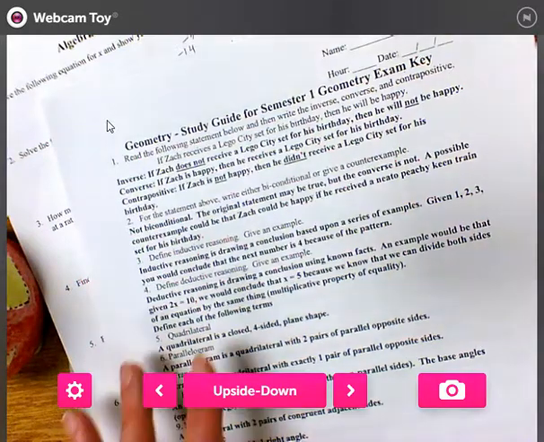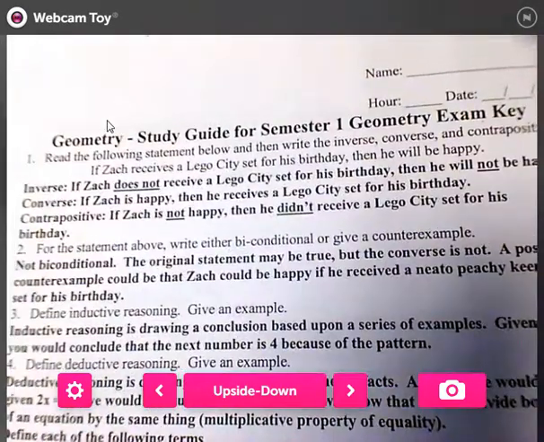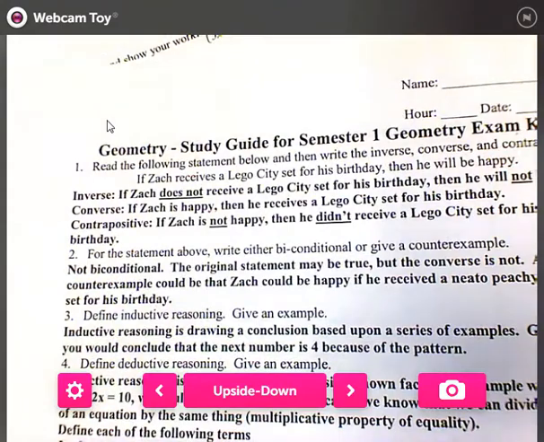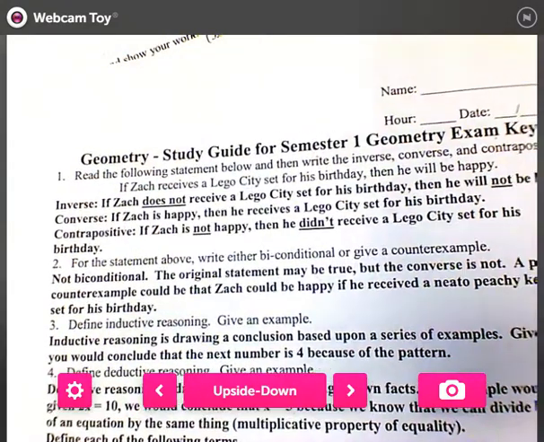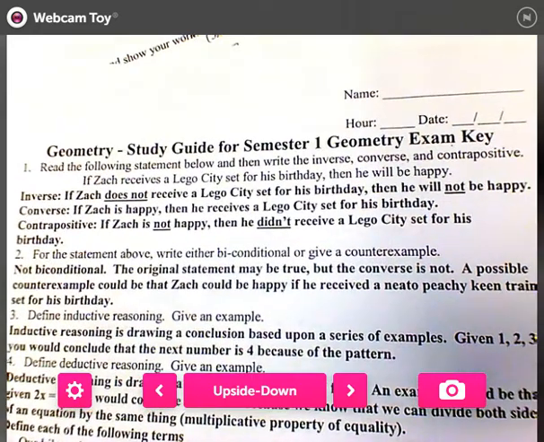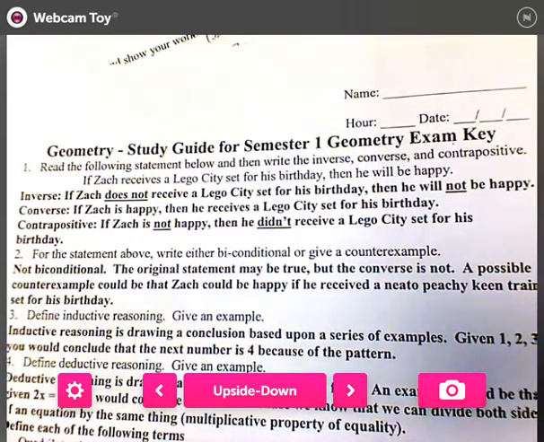All right, so ladies and gentlemen, we are looking at our exam review. We're going to go over the first 26 questions. Number 1, our inverse is, if Zach does not receive a Lego City set for his birthday, then he will not be happy.